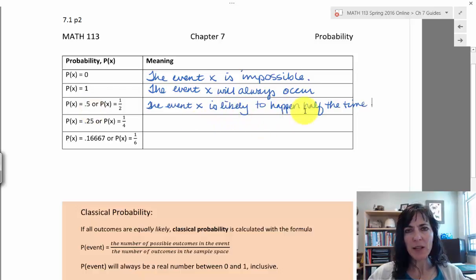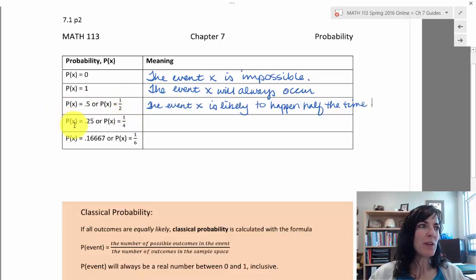And I put "is likely to happen" because if you only do one experiment, it might or it might not, and you would say, well, but that was a 0 or a 1. That's true, but over time with a large number of experiments, you expect X to happen half of the time.